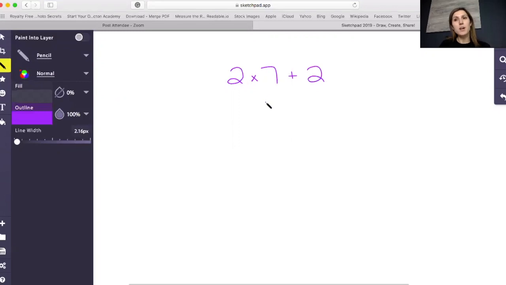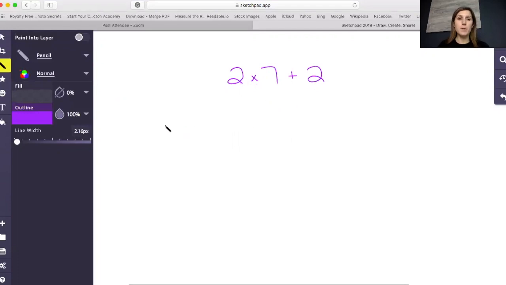Hi, let's talk about two-step equations. Here I have a problem, 2 times 7 plus 2. Now, the order that I do these operations in is going to change the answer I'm going to get. And so we're going to talk today about parentheses.